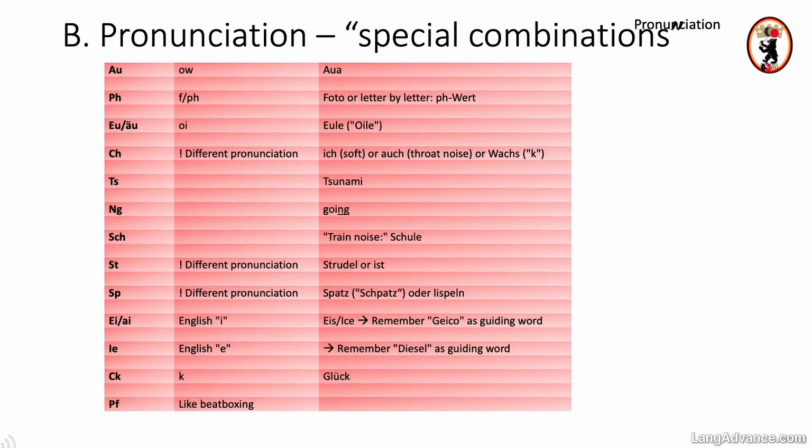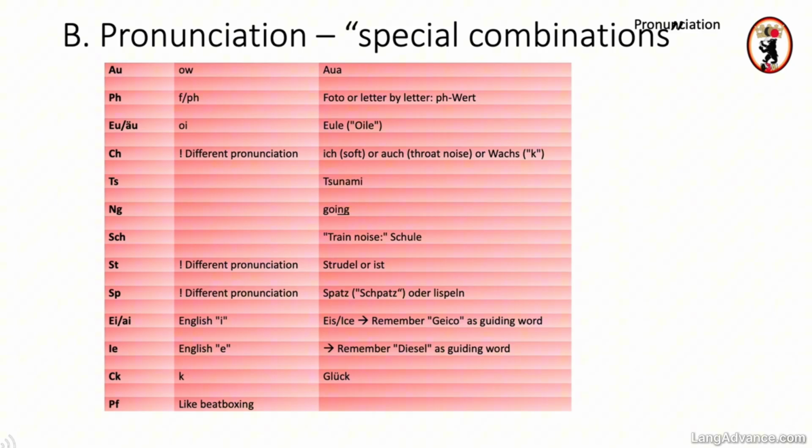And lastly, we must talk about the special combinations. These special combinations are the only time not every letter is pronounced as is. These special combinations have their own sound, so whenever you see them, don't look at them individually, but at their pronunciation as a team.